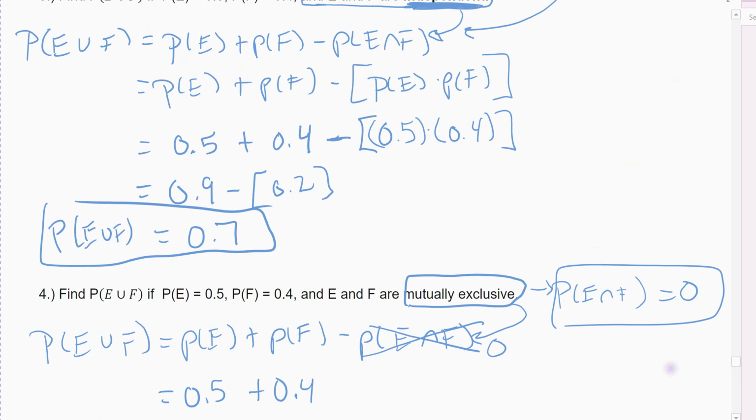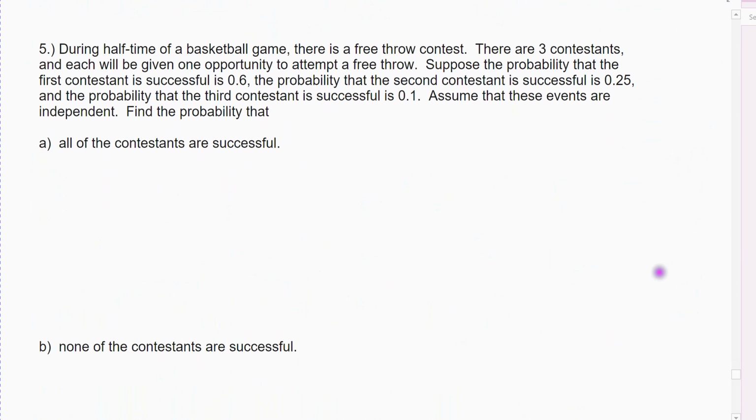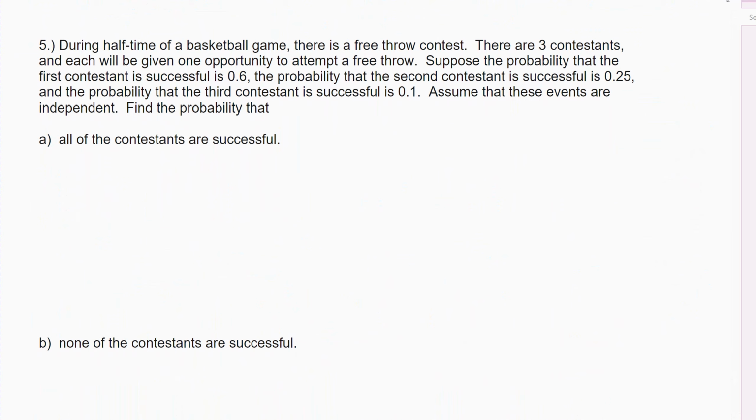And so these are sort of giving it to you in the format, right? Mutually exclusive and independent. All right, now we're just going to look at applications. So in all of these applications, they're going to give us a very important phrase. They're going to tell you, you don't have to test for independence. They're going to tell you they're independent.